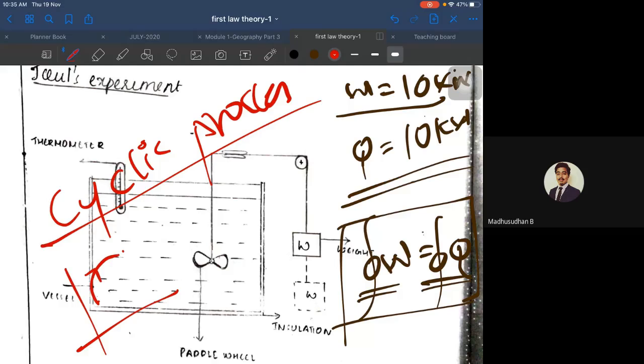It goes from 1 to 2 and then comes back from 2 to 1. So the cycle will be repeating from 1 to 2, 2 to 1, 1 to 2, 2 to 1, and such a process is known as a cyclic process. For such a process, your first law will be stated as the cyclic integral of work flows will be equal to the cyclic integral of heat flows if it is a cyclic process. If it is not a cyclic process, we shall see what it is.